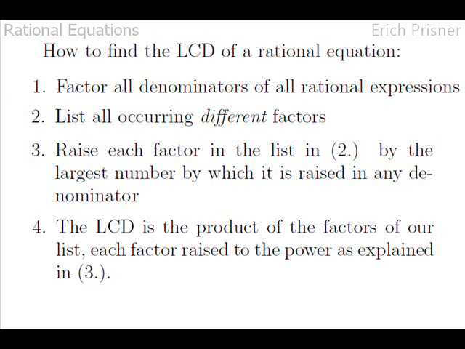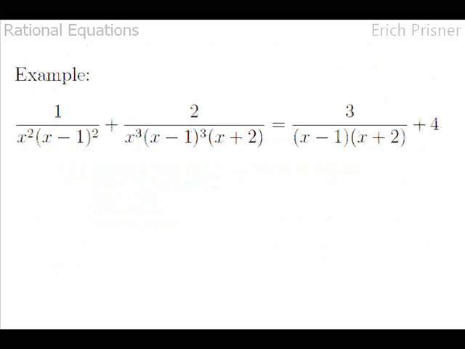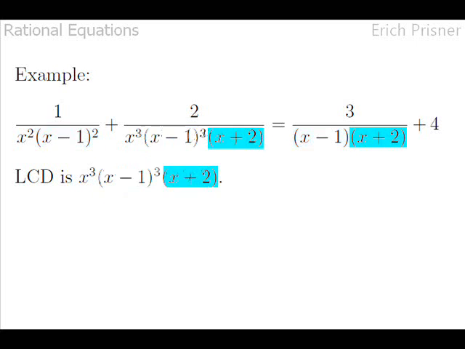And 4. The LCD is the product of the factors in our list, each factor raised to the power as explained in 3. So let me give an example. The LCD of the rational equation shown here is x cubed times (x minus 1) cubed times (x plus 2).